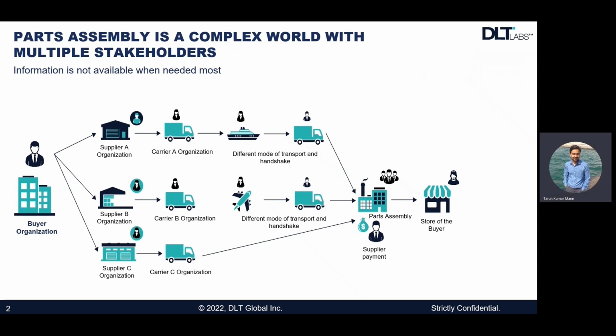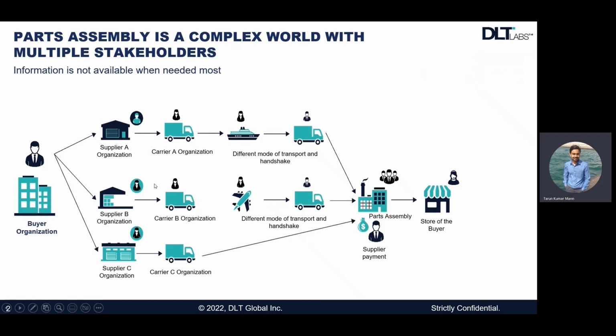When the goods or raw materials are received by the manufacturer, they need to make payments to the supplier. And this is the business case we are discussing today, procure to pay. Here we can see that there is one buyer organization which maintains relationships with multiple supplier organizations. The supplier organization further has a tie-up with a carrier organization, which delivers goods, let's say, to the parts assembly plant of the buyer. Once the goods have been received by the assembly plant, the supplier payment needs to happen.